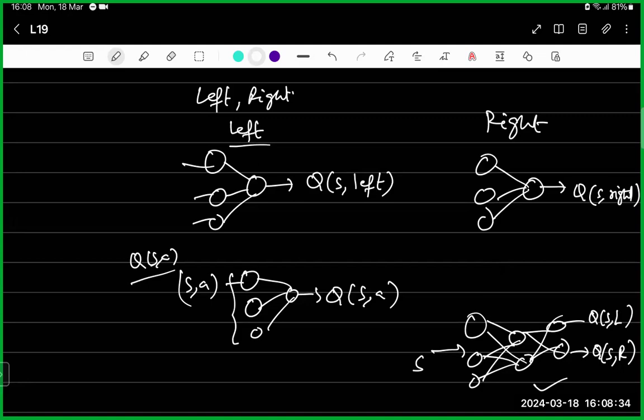This is more useful because you have to do a max over all possible A, right? When you're updating your policy, what will you do? You'll do a max over Q of S comma A, right? So you need to estimate Q of S comma A for all possible A's. So you just get all of them in one pass here. You just input the state features, and you get all the Q of S comma A's for that state in one go. Okay.